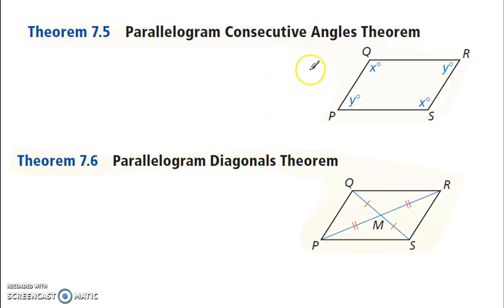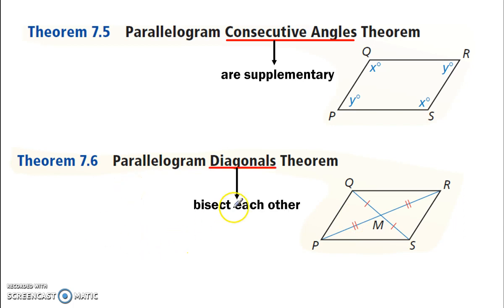Parallelogram consecutive angles theorem, right? So if these are parallel, then I know that these are consecutive interior angles. Like on a transversal, they have to be supplementary. So x and y are supplementary, and x and y are thus the same. Okay, and the diagonals, now here's a cool one that might not be quite as obvious, is that the diagonals bisect each other. That means this section to the midpoint is the same as from the other vertex to the midpoint. Very cool stuff here.